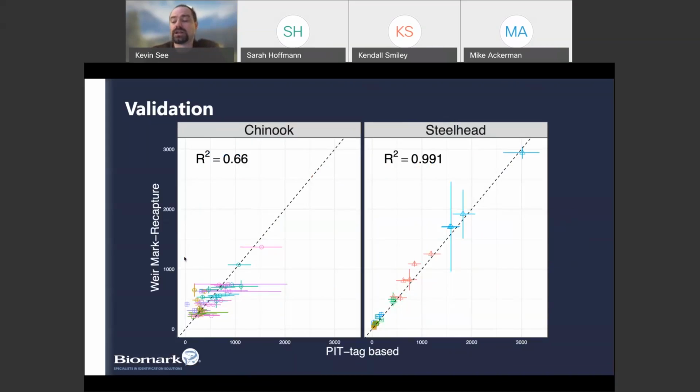In particular, these weirs are often pretty high in the watershed, so fish have traveled a long way from Lower Granite by the time they get there. And we're looking at not that many pit tag observations for any particular weir. And so the fact that it still provides pretty comparable, very solid estimates is great.